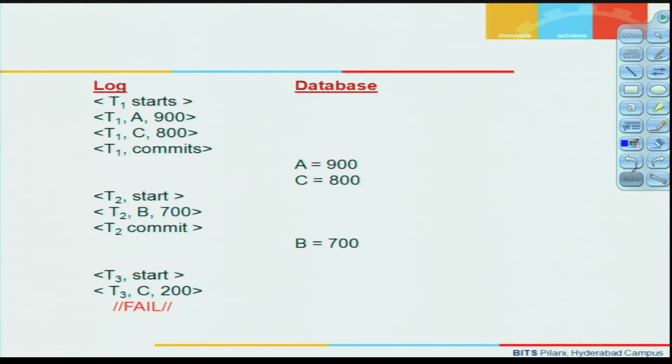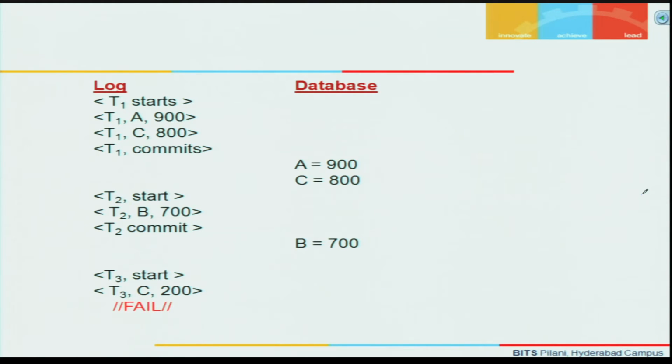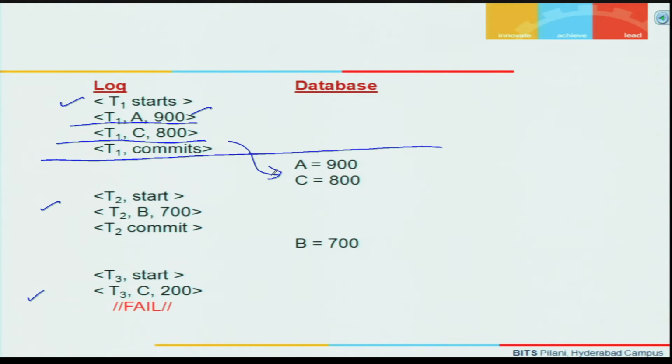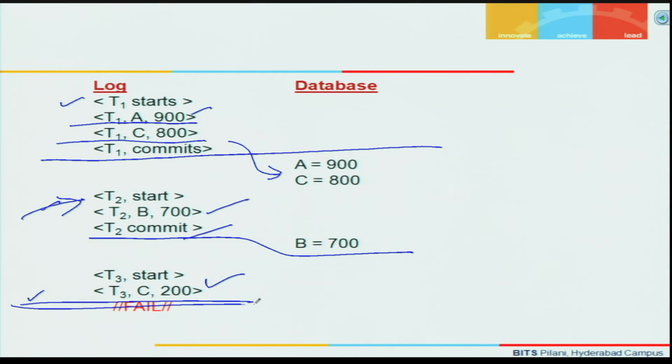Let us have a look at this example for deferred modification, again the same thing. I have T1, T2 and T3. T1 is started, T1 modifies A, new value is 900, T1 modifies C, then it commits. After it commits, the actual updates to the database will take place. Then T2 is started, it modifies B, it commits, and after it commits, the actual update to the database for data item B will take place. Then T3 starts and it modifies the data item C, and there is a failure. That means it has not committed.